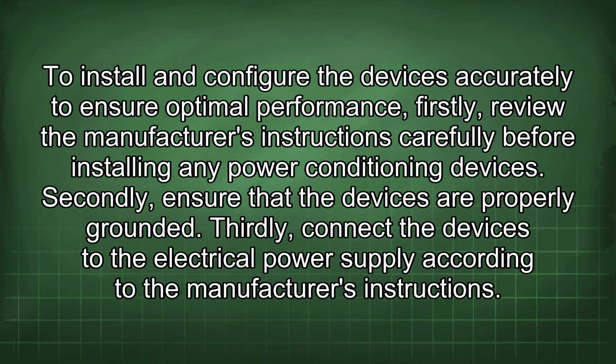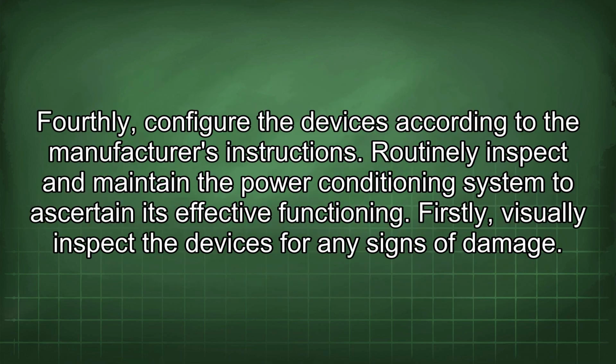To install and configure the devices accurately to ensure optimal performance, firstly, review the manufacturer's instructions carefully before installing any power conditioning devices. Secondly, ensure that the devices are properly grounded. Thirdly, connect the devices to the electrical power supply according to the manufacturer's instructions. Fourthly, configure the devices according to the manufacturer's instructions.